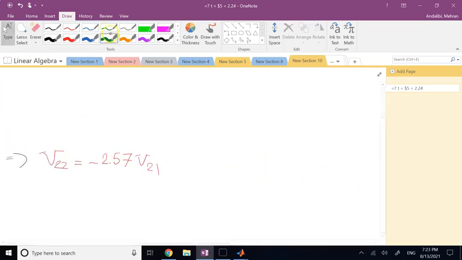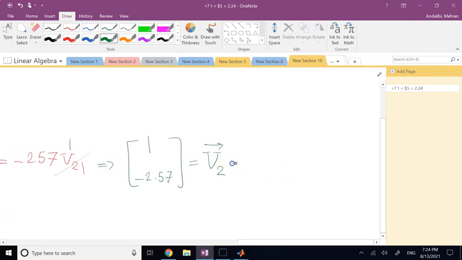Okay, and now again, what number do I choose? I have infinitely many solutions. It's up to you. You can choose, for example, a 1 here. If you choose a 1, that gives you a what? That gives you a vector like this, 1 and -2.57 for V2.